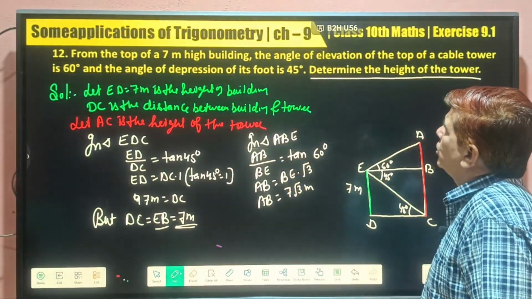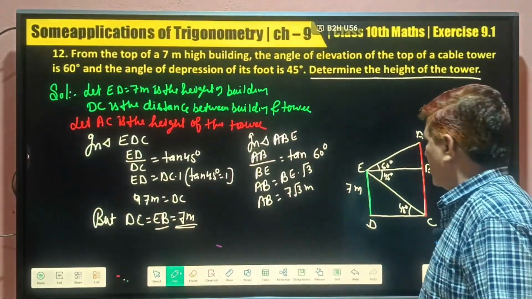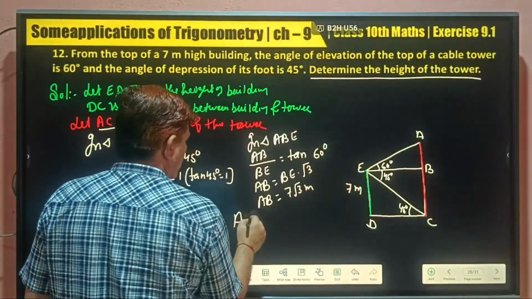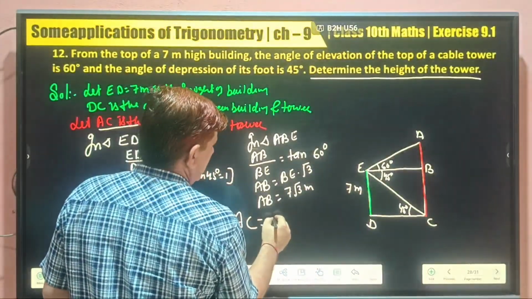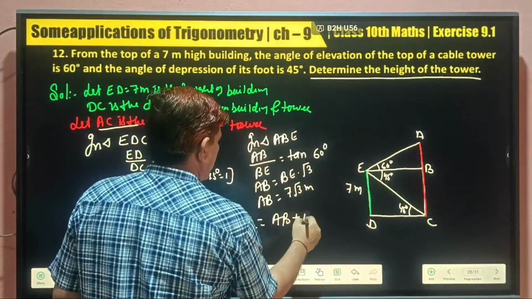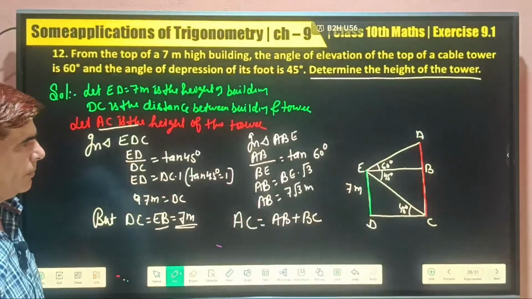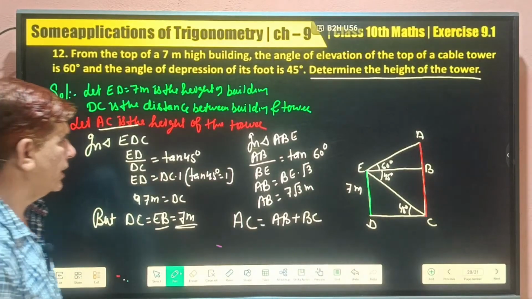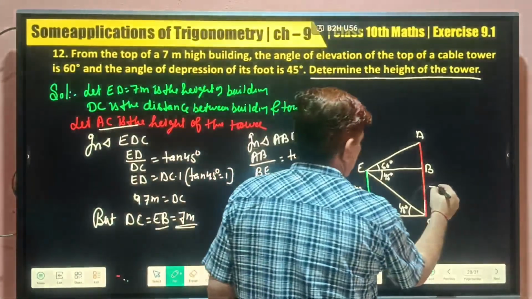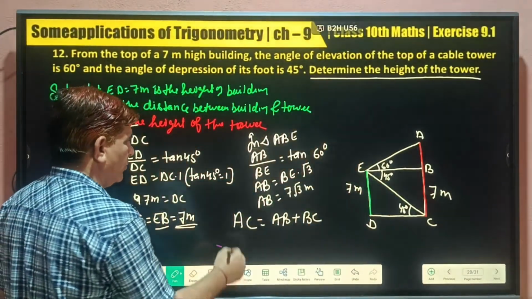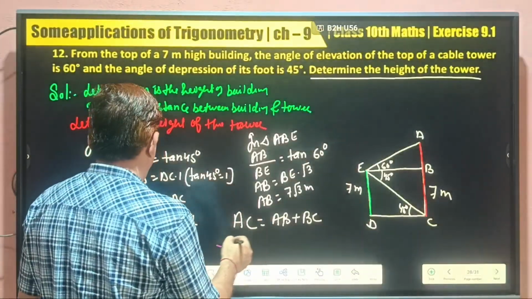What we have to find out? The height of the tower. What's the height of the tower? AC. So AC equals AB plus BC. And BC, how much? BC equals 7 meters. Why? BC equals ED.